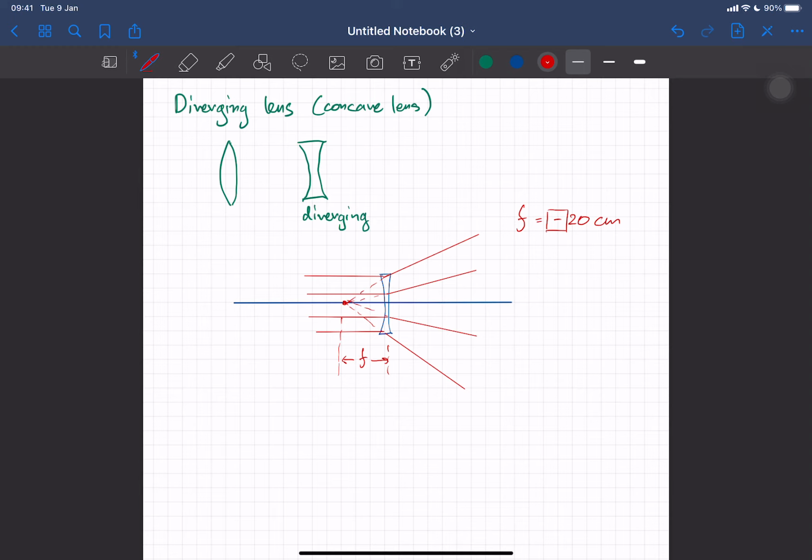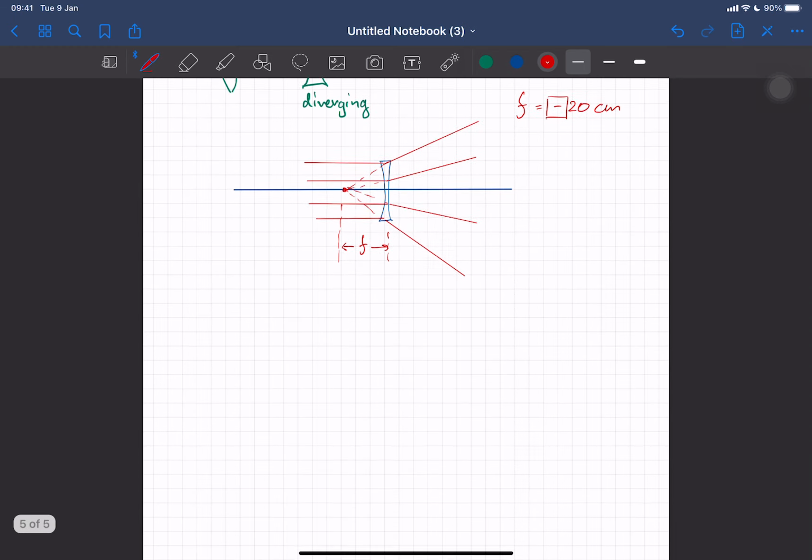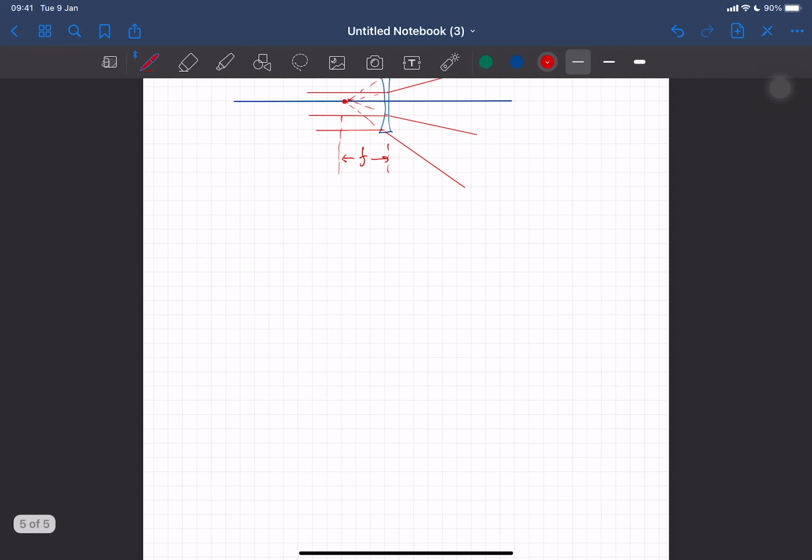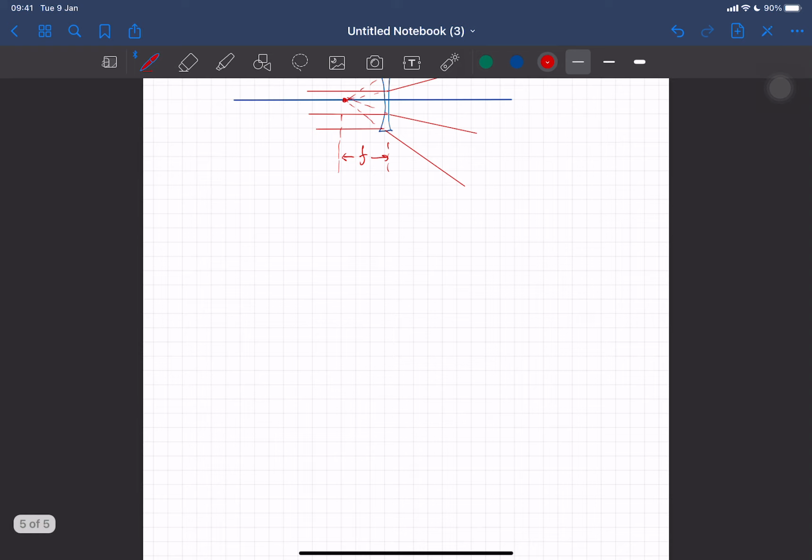Okay, so this is a diverging lens. So how does it form the image? So we can do the same thing with the ray diagram. Okay, still you need only two lines. So let's do that.